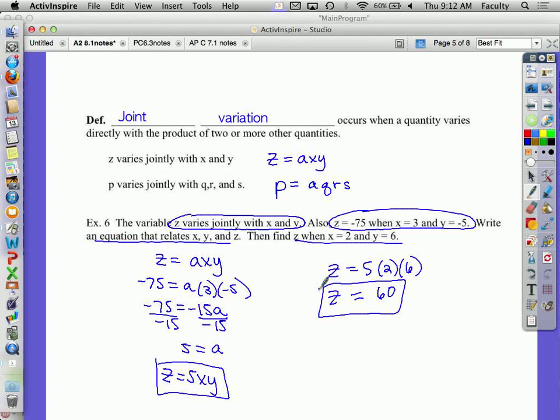The variable X, notice the order, the variable X varies jointly with Z and Y. Also, X is 60 when Z is negative 4 and Y is 5. Find X when Z is 7 and Y is 2.